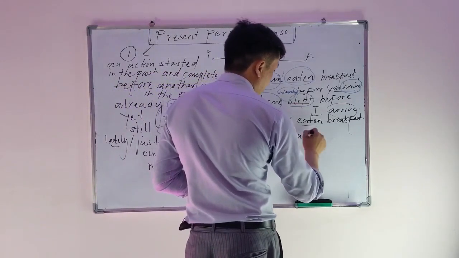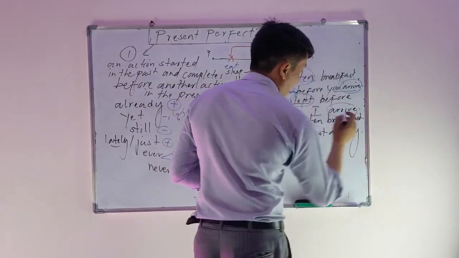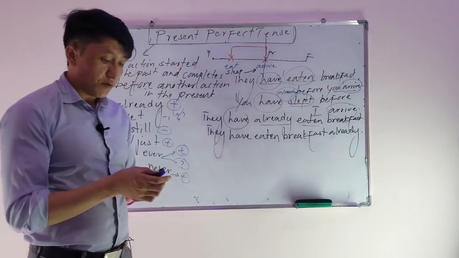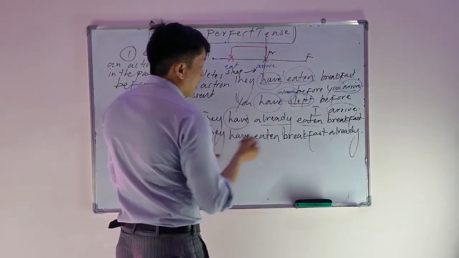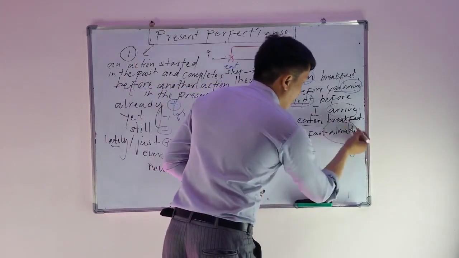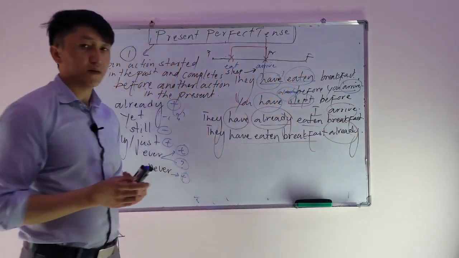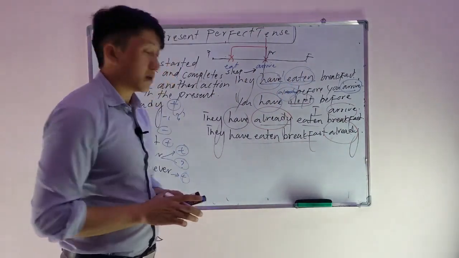They have eaten breakfast already. It can also come at the end of the sentence. So you can say that already has two positions. It can come after the auxiliary verb, before the main verb, and it can also come at the end, after the main verb. If there is no object, it comes after the main verb. But if there is an object, it comes after the object.